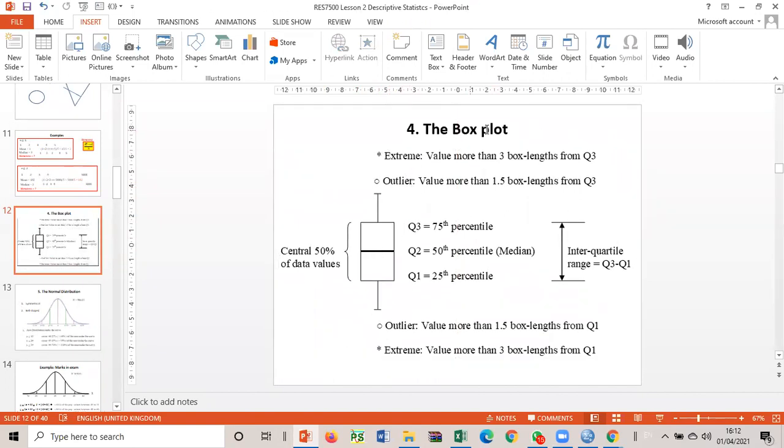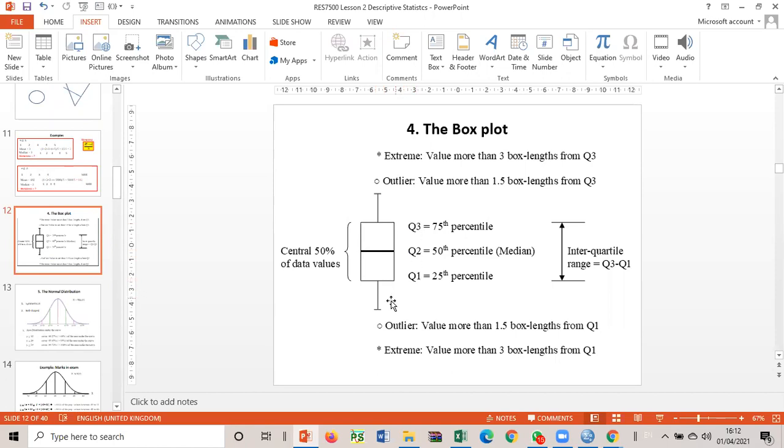So what does a box plot do? It partitions the data into 4 quarters. From here to here, 1 quarter. Here, another 25%. The middle, the box, contains 50%. The center line is called the median. The end of the box here is called the first quartile. This is called the third quartile.